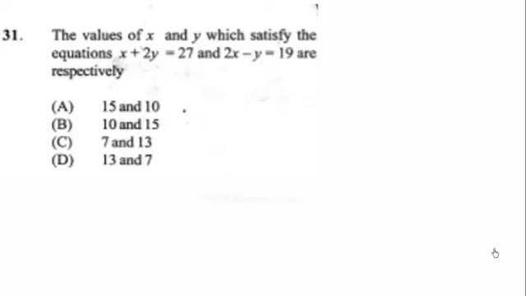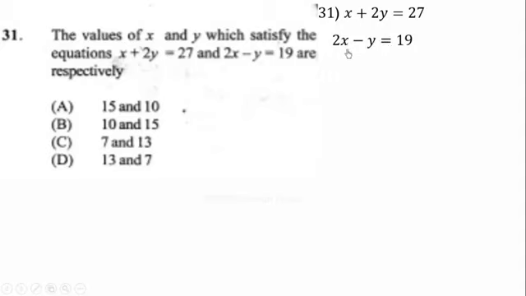We now continue with the solution of the 2010 paper. The values of x and y which satisfy the equations x plus 2y equal 27 and 2x minus y equal 19 are, respectively... So the equations given to us are x plus 2y equal 27 and 2x minus y equal 19.